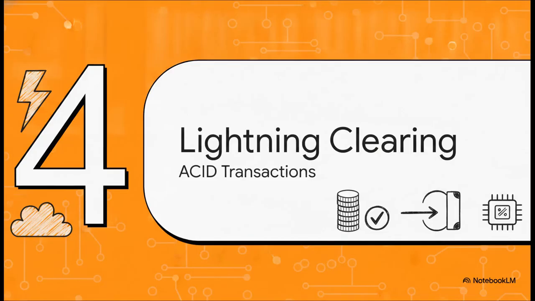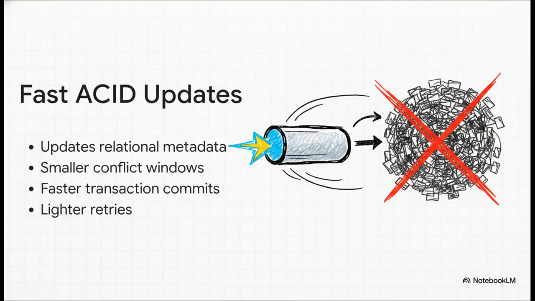Next up, Section 4, lightning-fast clearing and ACID transactions. Think about what's actually happening when an invoice changes from open to cleared. In a traditional setup, updating that status means completely rewriting complex manifest file trees all across your cloud storage. It's heavy and prone to failure. But Dukelake says, no, let's just update the indexed relational metadata tables instead. Because a SQL database is practically built for this kind of thing, the conflict windows for optimistic concurrency control shrink dramatically. The result? You get incredibly fast ACID updates, blazing fast transaction commits, and feather-light system retries. It's a total game changer for system performance.